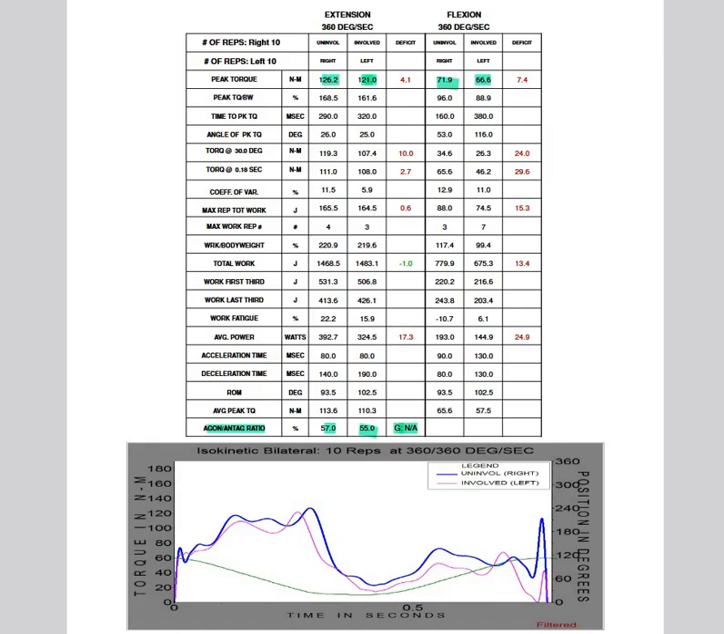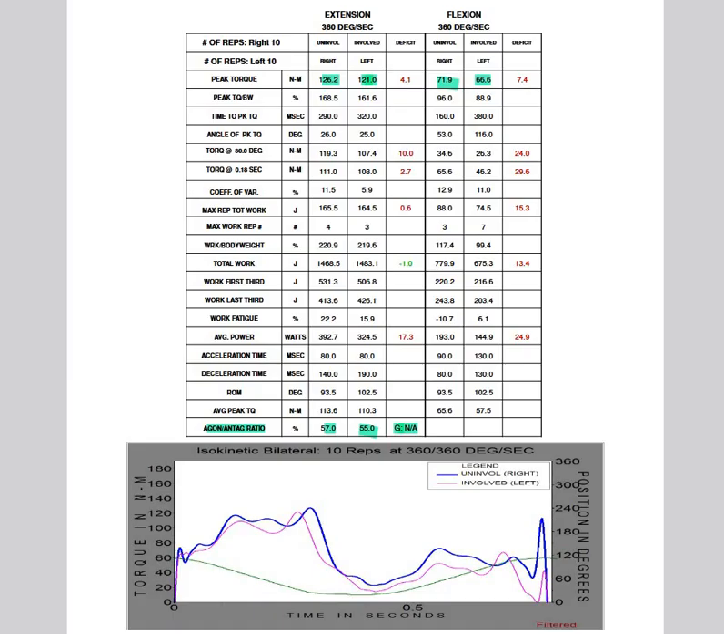Regardless, we see an increase in the HQ ratio with increasing angular velocities. As a general rule of thumb, this is between athletic and non-athletic populations and between males and females. So this is just a very general overview.